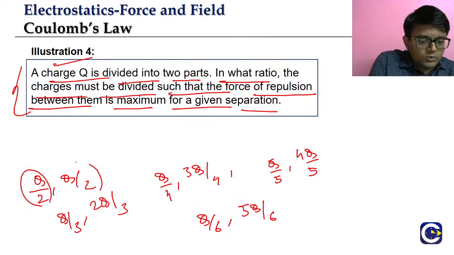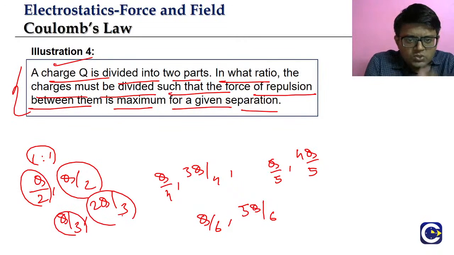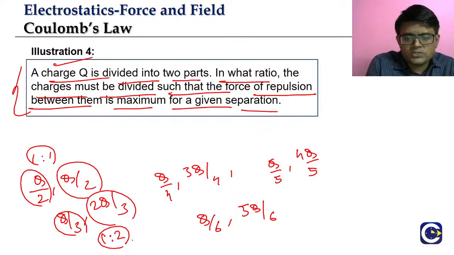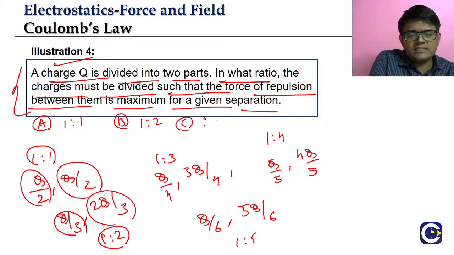If we divide Q by 2, the ratio of the charges after the division is 1:1. Here, Q by 3 is to 2Q by 3. What is the ratio in which we are dividing? 1:2. Here it is 1:3, here 1:4, here 1:5. Even if you look at options in an MCQ examination, they will give it like this: 1:1, then 1:2, 1:3, 1:4.